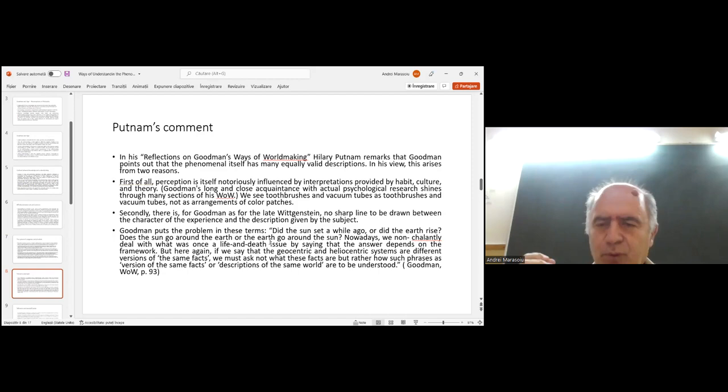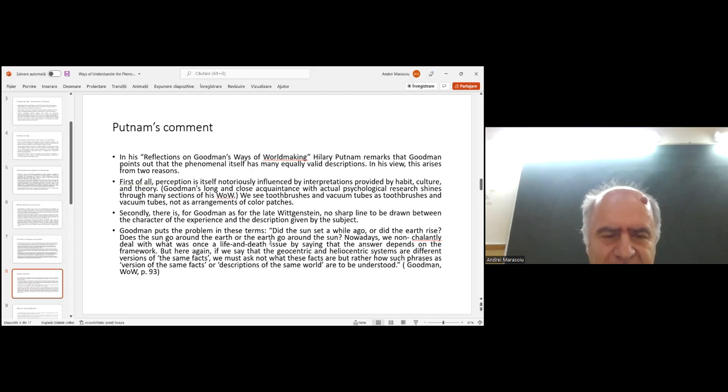In Putnam's view, this arises from two reasons. First of all, perception is itself influenced by interpretations provided by habit, culture, and theory. Goodman's long and close acquaintance with all these ideas was explored in his book with many references to psychological research. Therefore, we see toothbrushes and vacuum tubes as toothbrushes and vacuum tubes, not as arrangements of color patches, because we have a common culture, and we live in this culture where toothbrushes are toothbrushes.